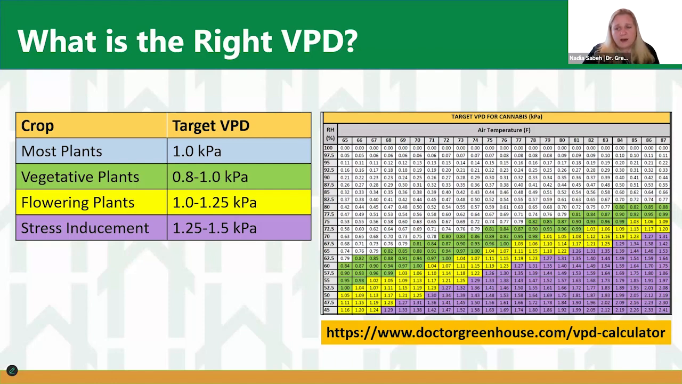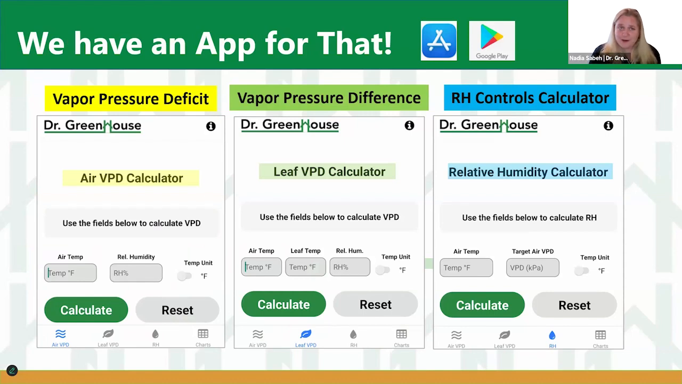So we have charts on our website for different crops that show you for a given temperature what relative humidity would equate to the vapor pressure deficit you want, depending on if you're in a vegetative, flowering, or stress response kind of situation. We also have an app for that. We have a VPD app. I know many of you are using it out in your greenhouses and in your indoor grows. I love that.